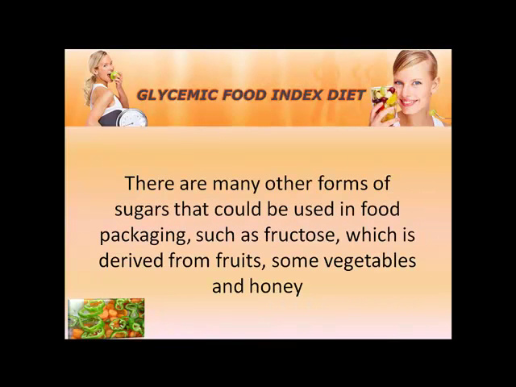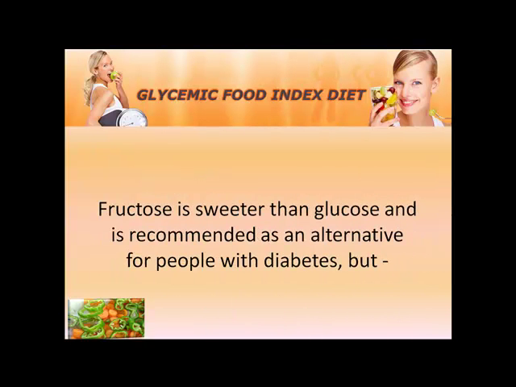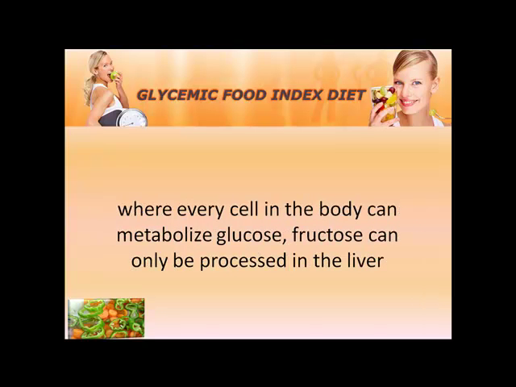There are many other forms of sugars that can be used in food packaging, such as fructose, which is derived from fruits, some vegetables, and honey. Fructose is sweeter than glucose and is recommended as an alternative for people with diabetes. But where every cell in the body can metabolize glucose, fructose can only be processed in the liver.